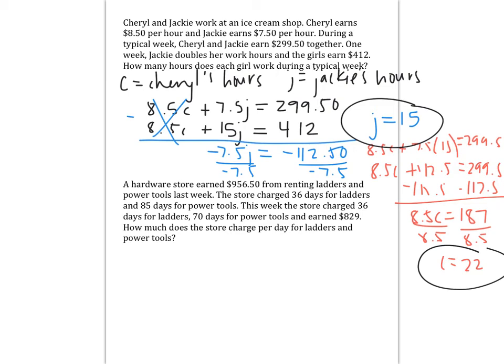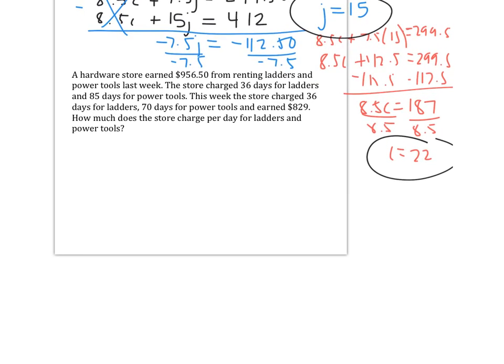Okay, let's take a look at the next example. A hardware store earned $956.50 from renting ladders and power tools last week. The store charged 36 days for ladders and 85 days for power tools. This week, the store charged 36 days for ladders, 70 days for power tools, and earned $829. How much does the store charge per day for ladders and power tools? So let's denote a couple of variables to represent a couple different items. So we'll call L the cost of a ladder, and we'll call P the cost of the power tool.